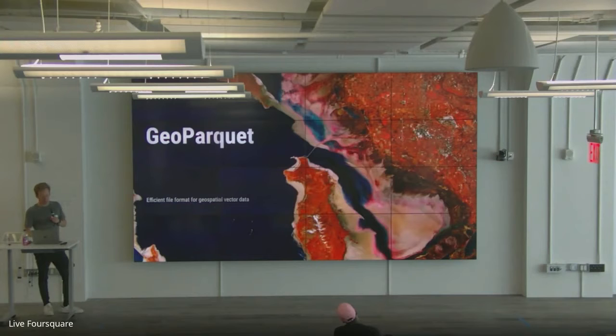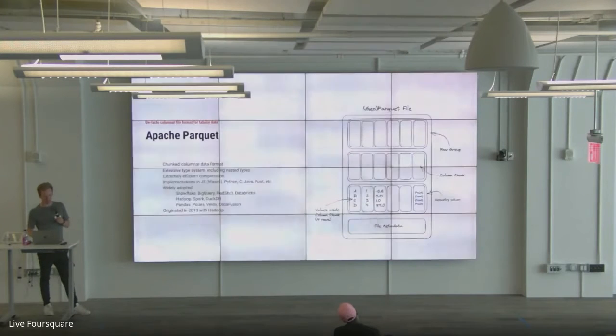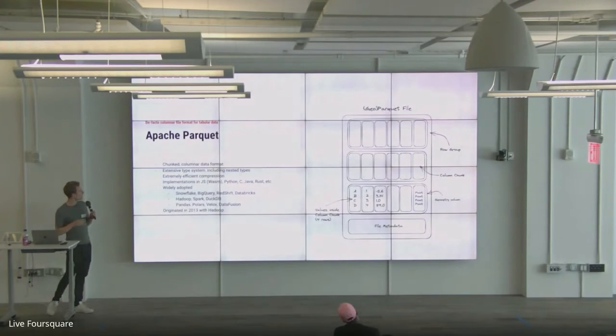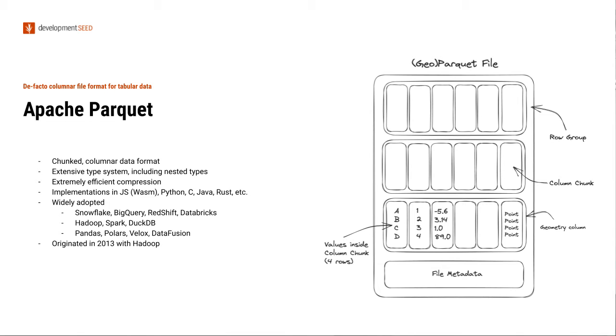So Geoparquet is a really efficient format for geospatial vector data. Geoparquet builds upon Apache Parquet, so first we need to introduce this Parquet data format. It's really the de facto columnar file format for tabular data today. It uses a chunked columnar format.